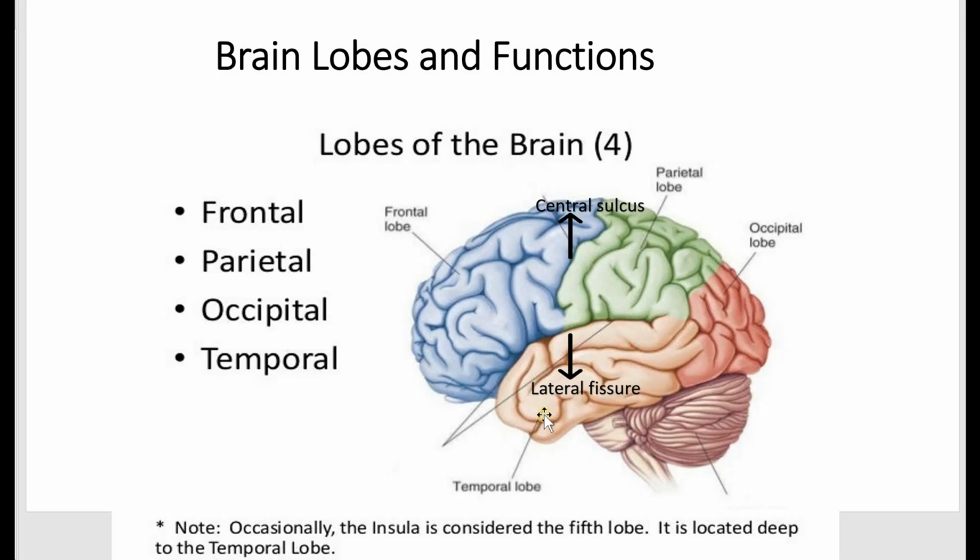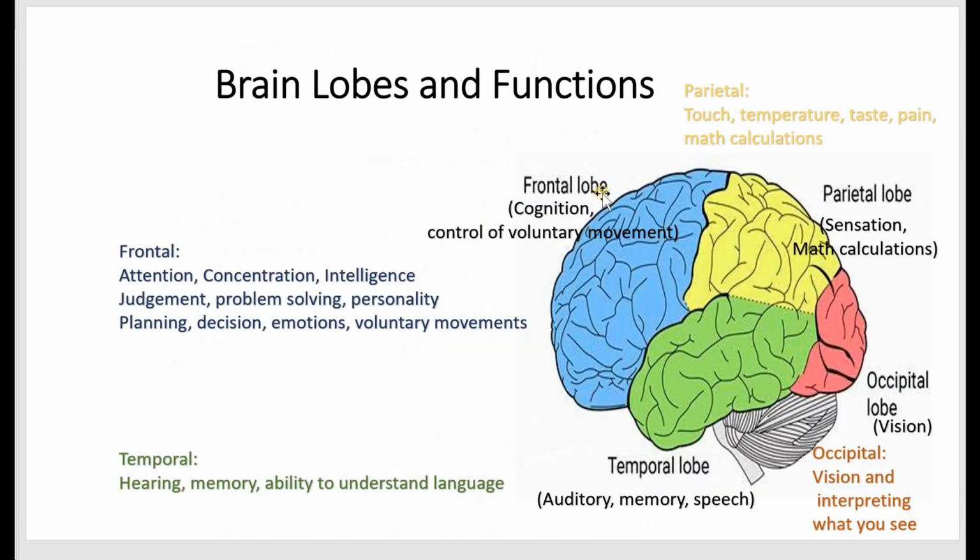Now let's see the functions of these lobes. Remember the key words. Frontal lobe, it helps with cognition and control of voluntary movement. Parietal lobe, sensation. Occipital lobe, vision. And temporal lobe, auditory, memory, and speech. Now let's see the functions in detail.